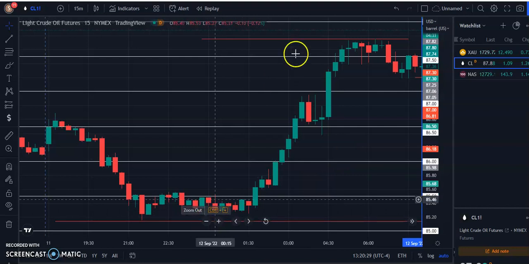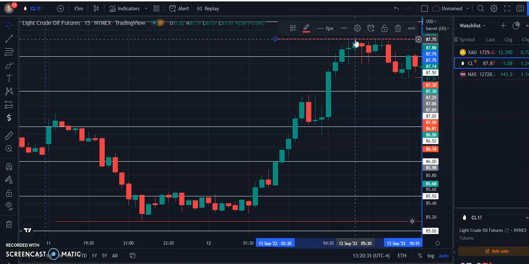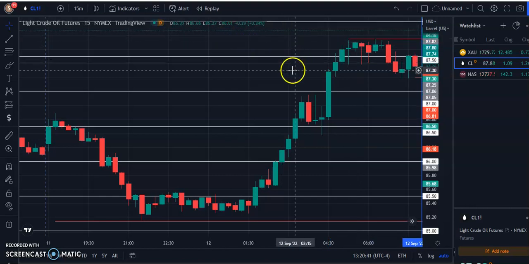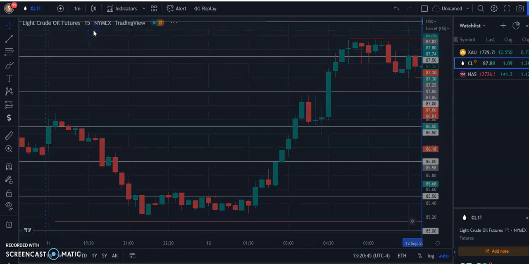Now, as you can see, this is the high of the day. Apparently today is Monday, so it's also the high of the week, and that is very important to note, because it is the high of the day, high of the week. And when we go to the 1 minute time frame, the process is the same.